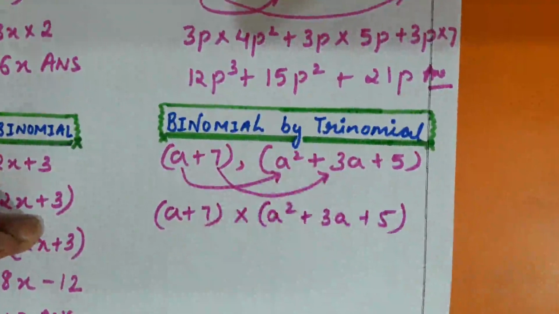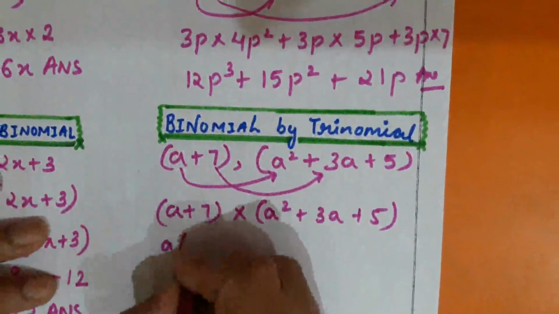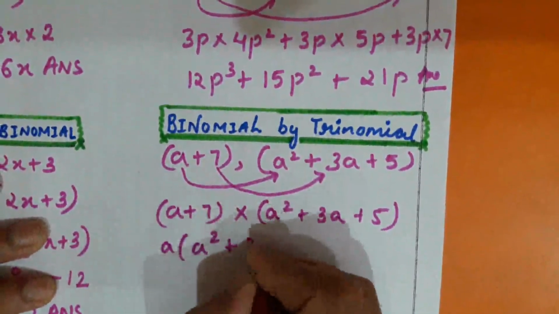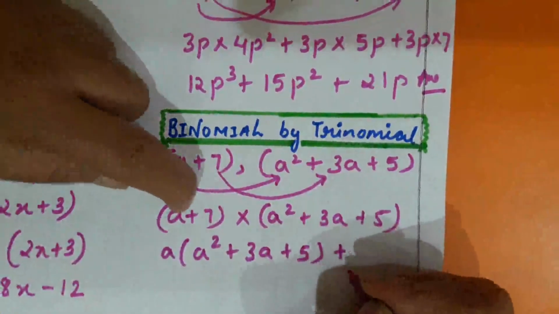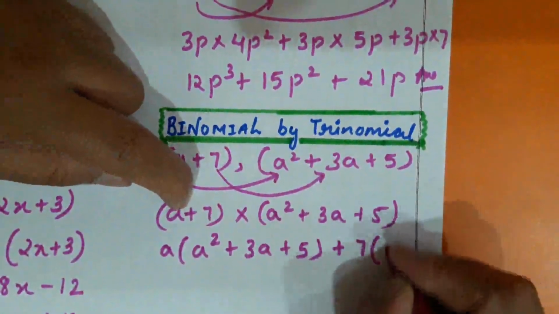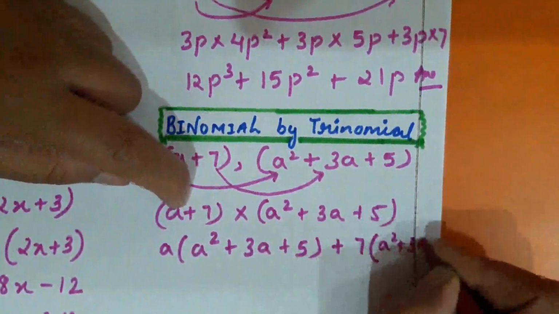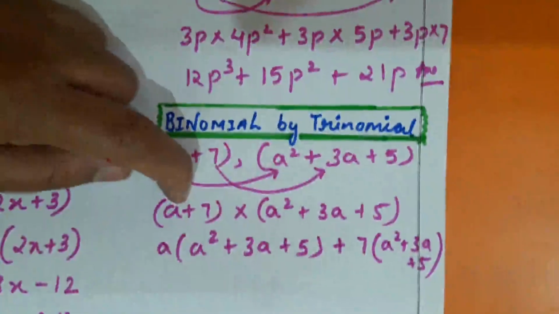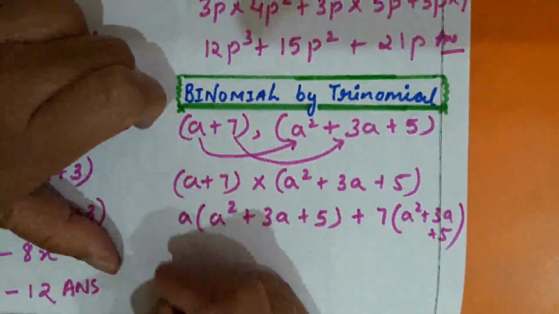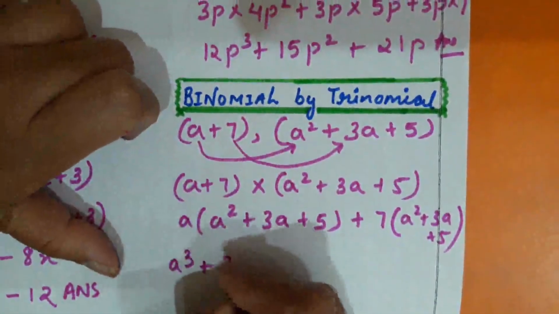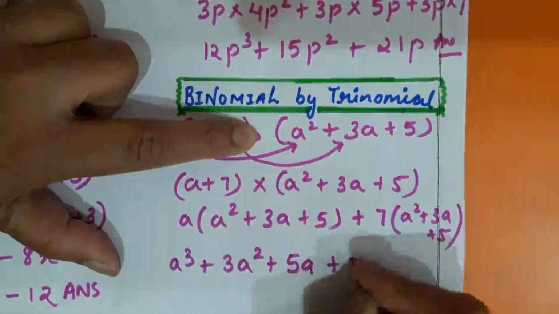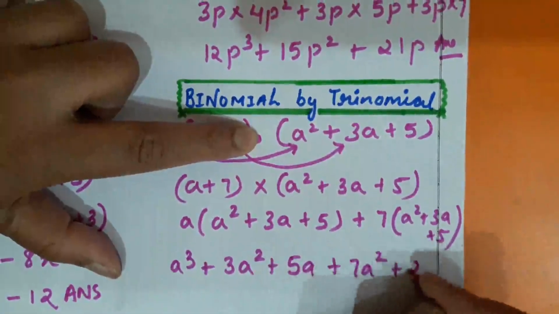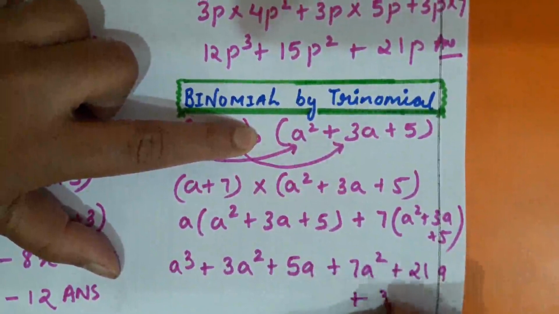In this way we can write. Now a is going to multiply with whole expression 2, and plus 7 because plus is here. Now 7 is going to multiply with the whole term. Now open the brackets. a cube plus 3a square plus 5a plus 7a square plus 21a plus 35.